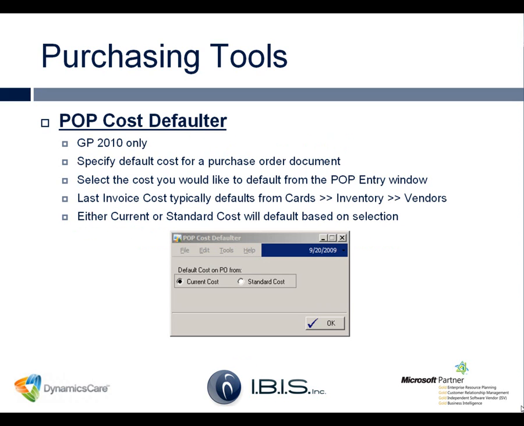Purchase order processing cost defaulter exists in 2010. By the way, where I didn't mention anything specific to 2010 versus 10, that means the tool is available in both. This one's just 2010. We could specify a default cost for a purchase order document. So select the cost you want to default from the purchase order processing entry window. The last invoice cost would typically default from cards, inventory, vendors. And then here, either the current or standard cost will default based on your selection using this tool.